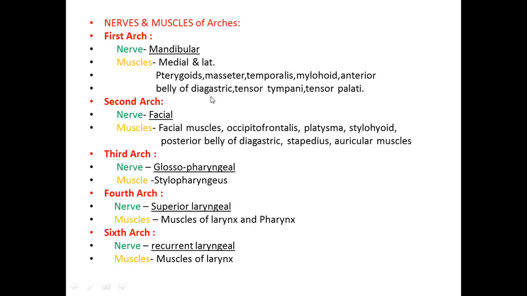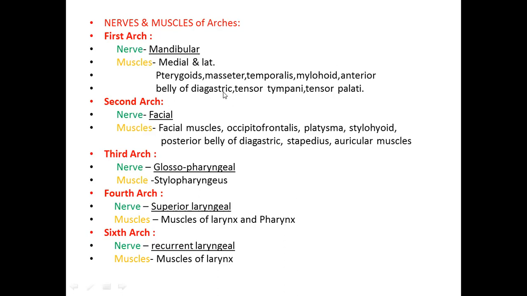This digastric muscle is very interesting in the head and neck region. Di means two, gastric means having a shape like a stomach. So it has two bellies, an anterior belly and a posterior belly. The anterior belly has a different nerve supply and the posterior belly has a different nerve supply, and the reason lies in their embryological origin.